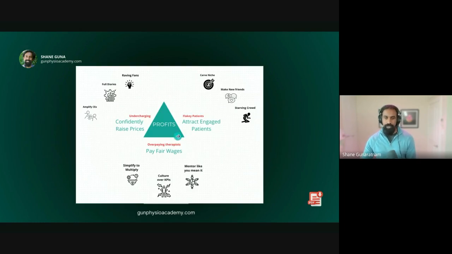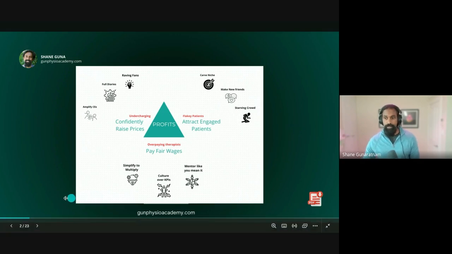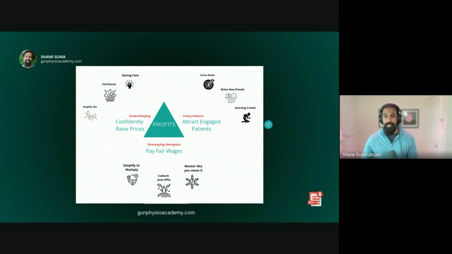This is actually the Profits course I've been taking. I've taken cohort 1 through this first section, which is attracting engaged patients. Where we are today, we're inside a segment which I call "Simplify to Multiply." It's basically looking at how we can look at people's wages in such a way that we can pay them fairly, but also do so in a simple fashion.